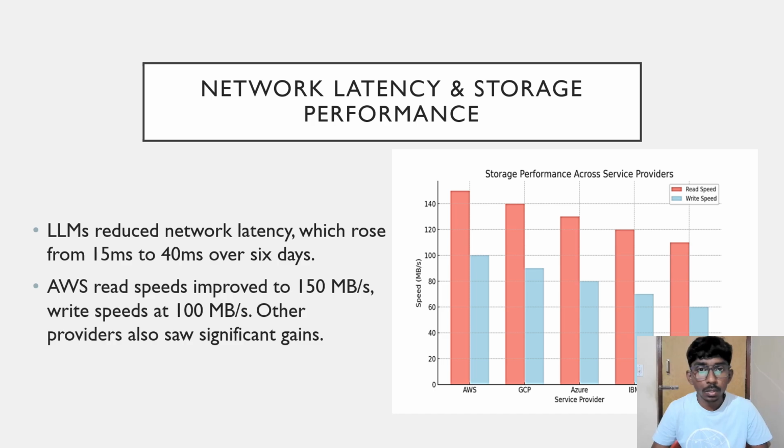Network latency and storage performance. LLMs reduced network latency, which went from 40 milliseconds to 15 milliseconds over 6 days. AWS read speeds improved to 150 megabytes per second, write speeds at 100 Mbps. Other providers also saw significant gains. In the graph, you can see that AWS read speed is faster and the write speed is also faster compared to GCP, Azure, IBM, or Oracle.